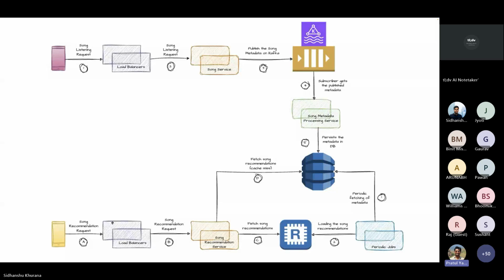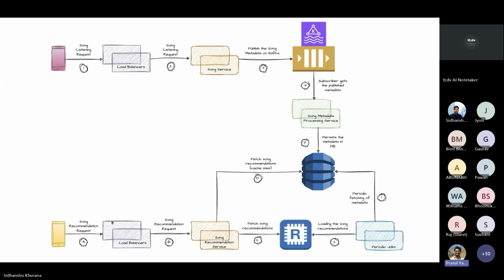So let's quickly see the write path first, which is on the upper top. Let's say you already opened an app and you started listening to a song. The moment you start listening to a song X, it will go through the load balancers and it will finally reach your song service.